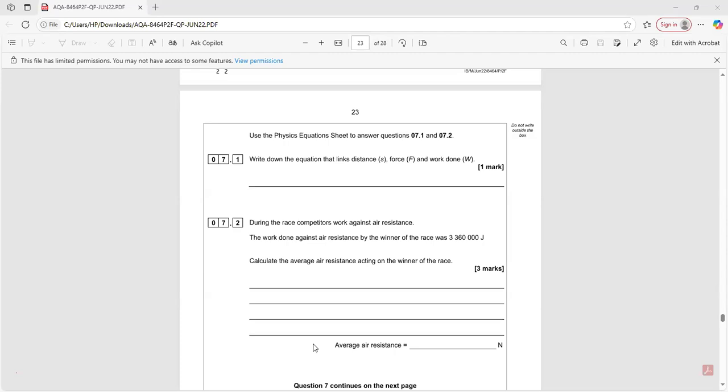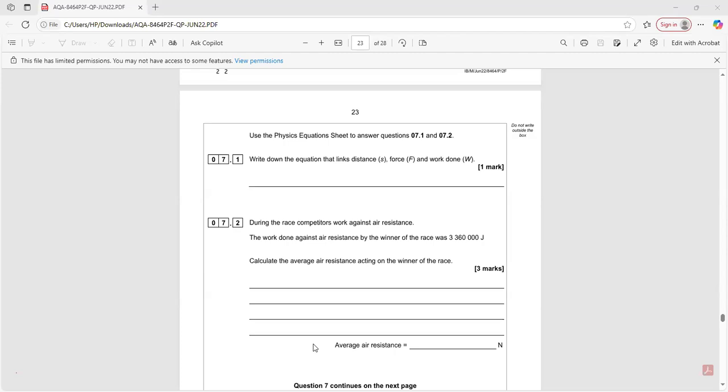The question is this: during the race, competitors work against air resistance. The work done against air resistance by the winner of the race was 3,360,000 joules. Calculate the average air resistance acting on the winner of the race. The average air resistance.